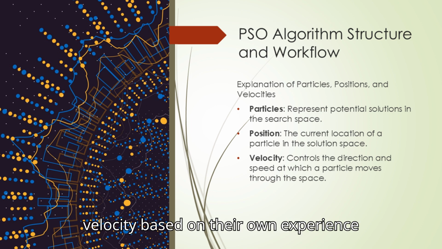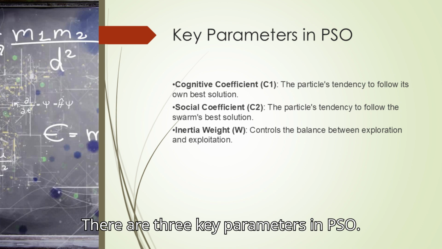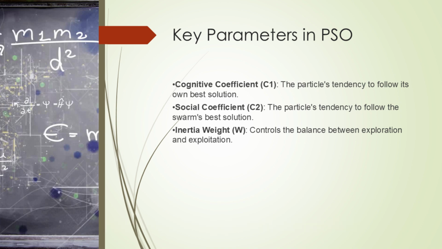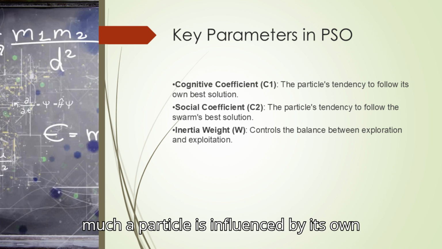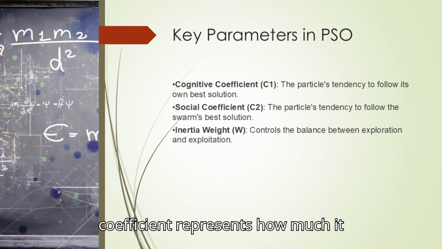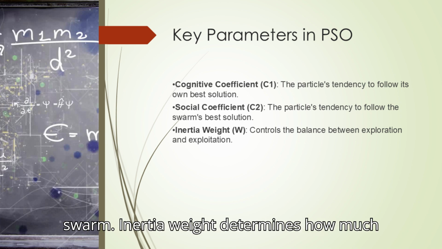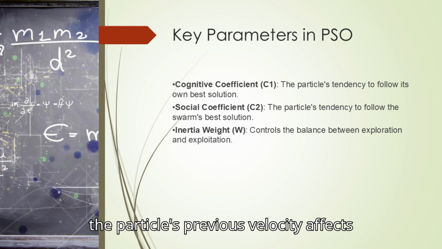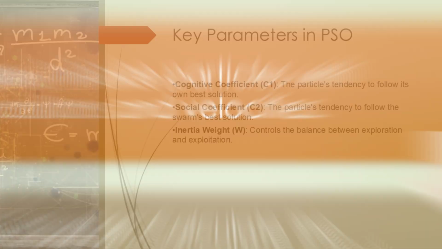Particles adjust their velocity based on their own experience and the experience of their neighbors, which helps them explore the solution space more effectively. There are three key parameters in PSO. The cognitive coefficient represents how much a particle is influenced by its own best solution, while the social coefficient represents how much it follows the best solution found by the swarm. Inertia weight determines how much the particle's previous velocity affects its current movement, balancing exploration and exploitation.